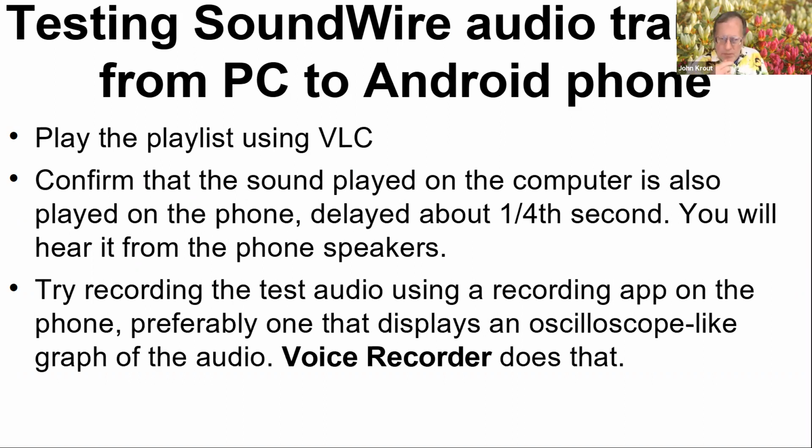Once you've done that, then the next time, use the recording app, start that, then play the playlist using VLC. And make sure that you hear the playlist, the tones followed by your voice on the phone. You can record that with voice recorder, and voice recorder has a nice oscilloscope graph, so you can make sure that it's coming in loud and clear on your phone.